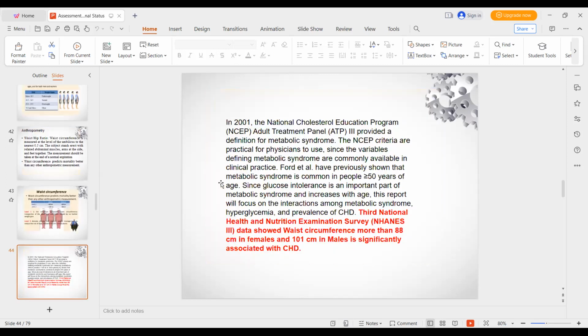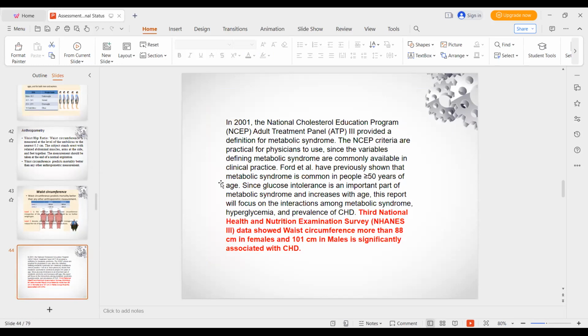In 2001, the National Cholesterol Education Program Adult Treatment Panel 3 provided a definition for metabolic syndrome. The NCEP criteria are practical for physicians to use since the variables defining metabolic syndrome are commonly available in clinical practice.